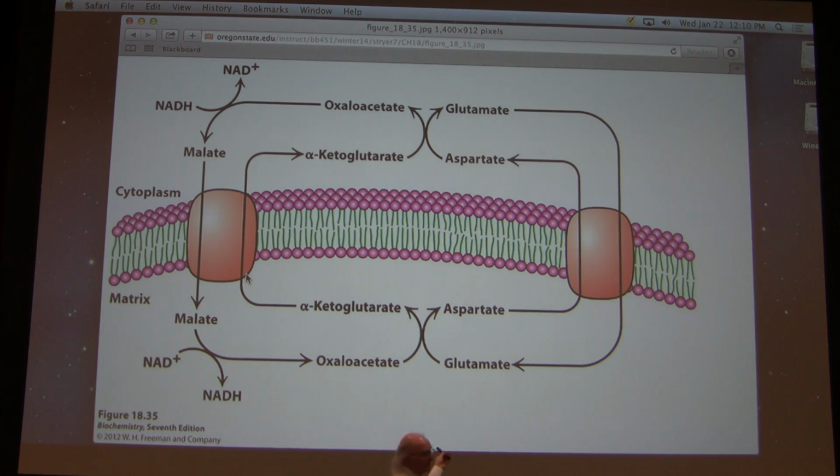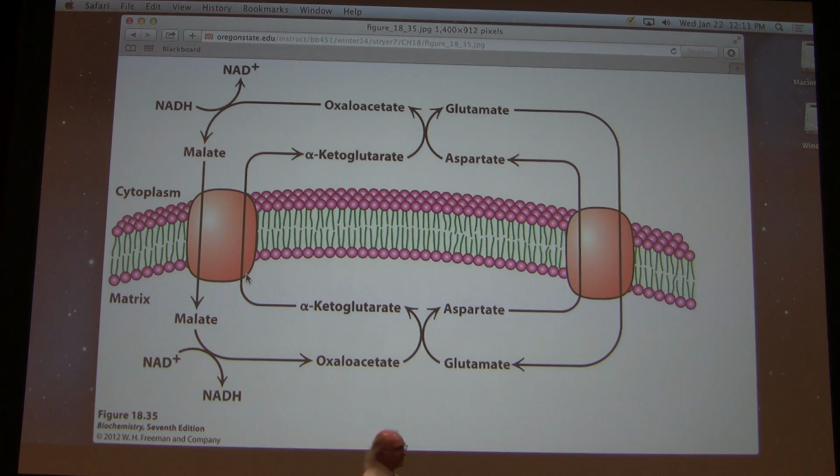Now, this system actually moves electrons across the membrane. Now, I'm not totally fond of this figure, to be honest with you, but it's what we have to work with. It works as follows. If we start here with oxaloacetate, and we add electrons, it looks like the arrow's going the wrong way, but it's not. We add electrons to it, we create malate. That is, we're going backwards from the citric acid cycle reaction. Malate has 2 more electrons than oxaloacetate has.